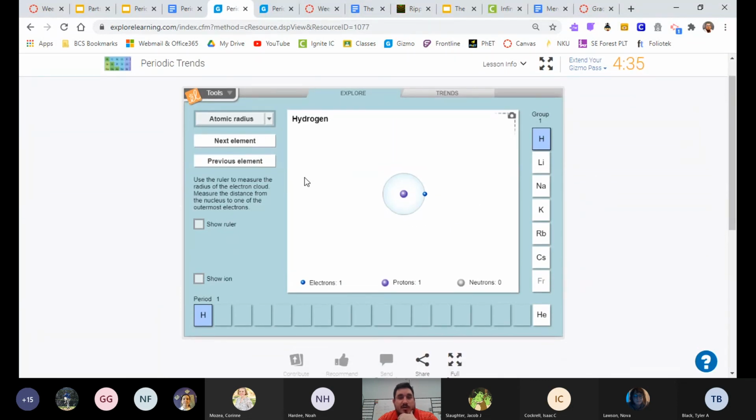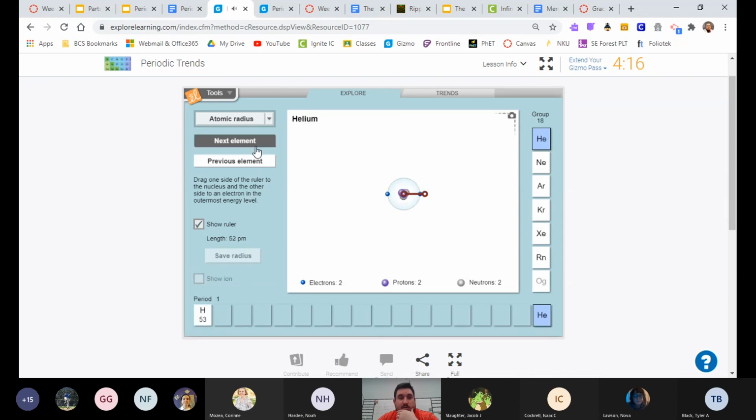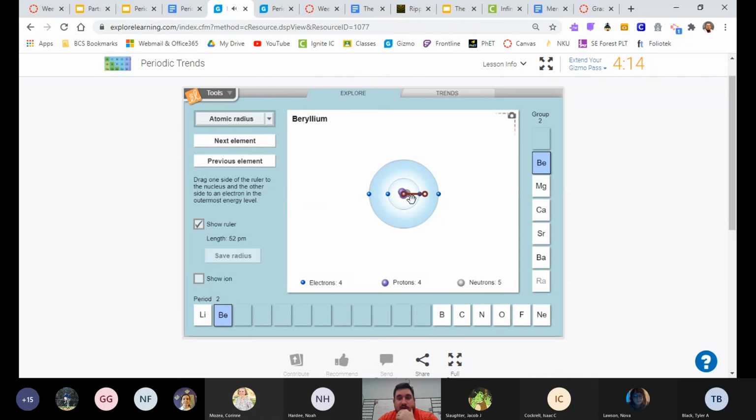Then you're going to look at the atomic radius, the atomic size. There's a ruler here, so if you want to measure something, you can. Pull it from the nucleus to the outermost electron, and this number over here is the atomic radius. You can save it, and it will type it down here for you. Then you can do the next element, and the next element.